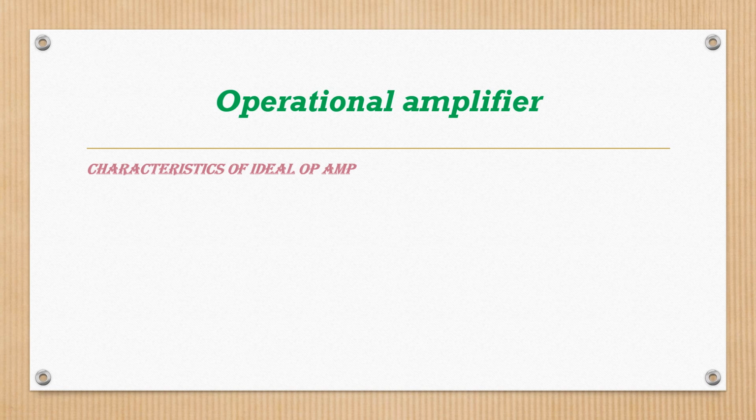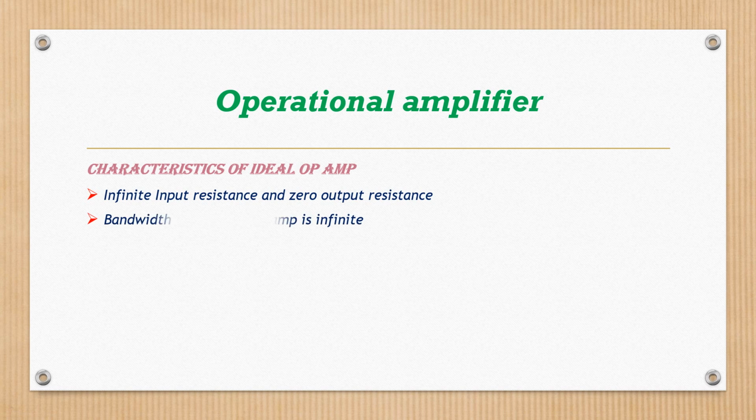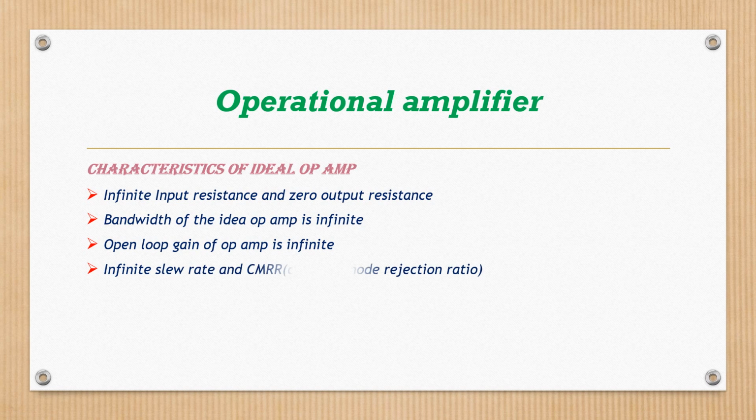The characteristics of an ideal operational amplifier are listed in this slide. First, it has infinite input resistance and zero output resistance. Bandwidth of the ideal operational amplifier is infinite. Therefore, it can amplify all signals from bandwidth 0 to infinite. Next, the open loop gain of the operational amplifier is infinite, with infinite slew rate and common mode rejection ratio. Slew rate is used to determine how fast it will reach the output. Common mode rejection ratio is defined as the ratio of differential gain to the common mode gain.